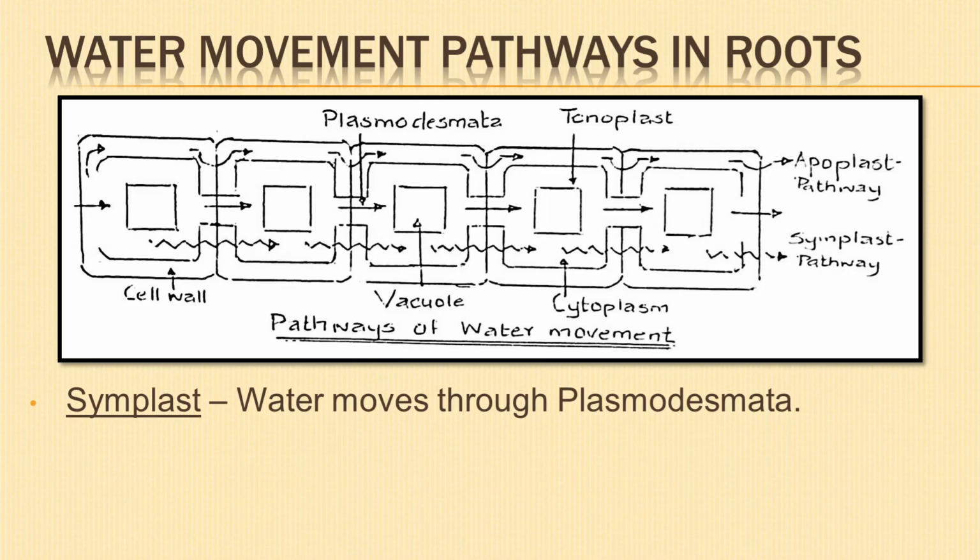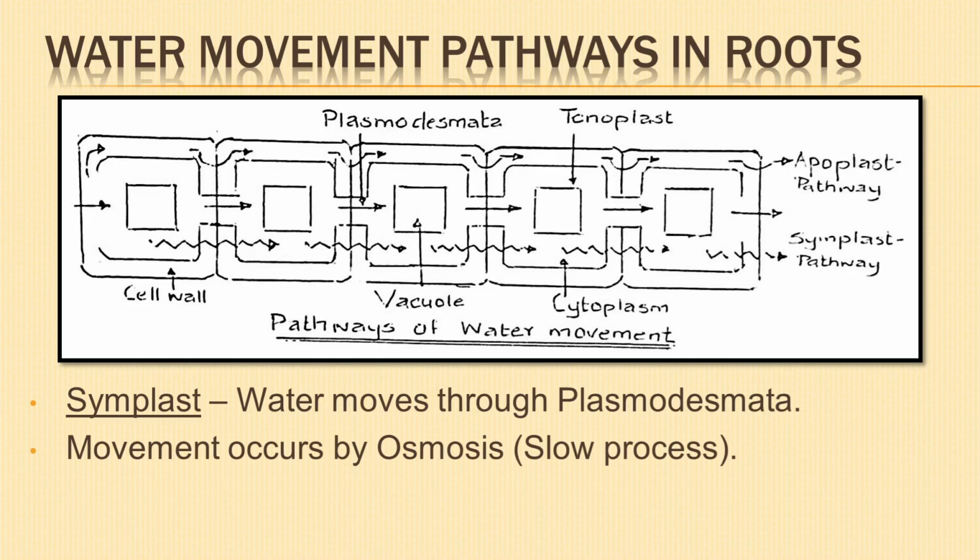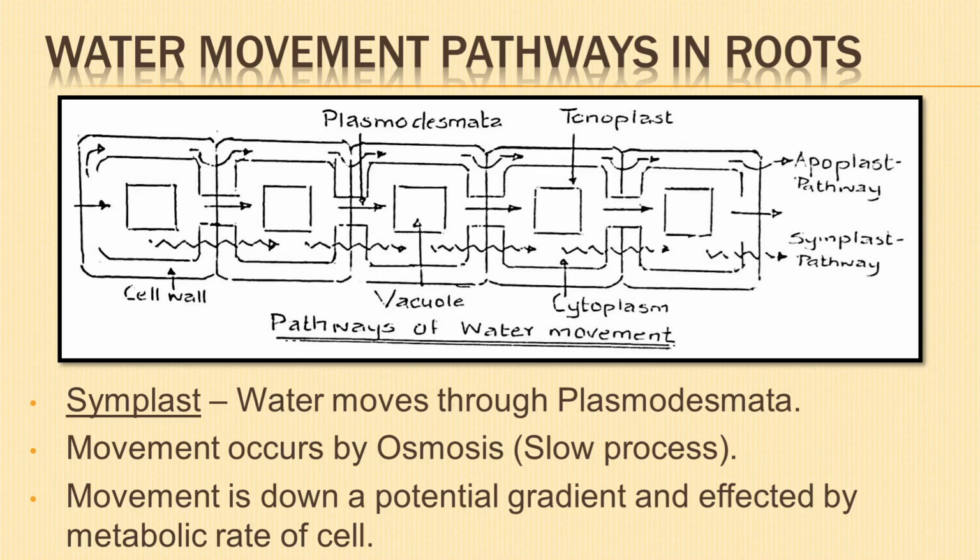Symplast pathway. In the symplast pathway, water moves from cytoplasm to cytoplasm via the plasmodesmata. It consists of the living part of the plant, that is, the protoplast. The movement of water occurs by osmosis and the process is slow. The movement of water is down a potential gradient and is affected by the metabolic rate of the cells.